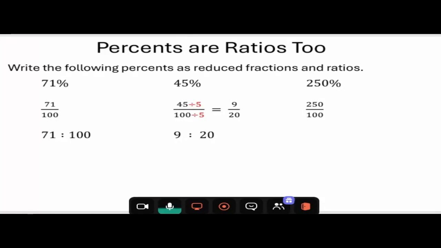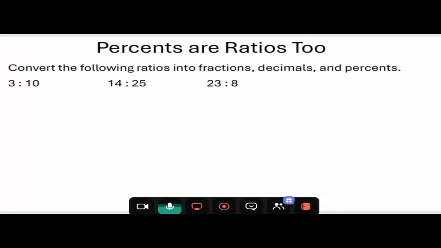250%, we don't care. We can have percents that are bigger than 100. They usually express something that has grown, something that's gotten bigger, right? The economy grew by 250% over the last, well, that's a lot for an economy to grow, but maybe a company's stock price might grow by 250% if they're really on fire. 250 over 100, both top and bottom divide by 50. We get 5 over 2, or you might have noticed top and bottom divide by 10 first, and then you could have gone further and divided by 5. Either way, you will end up with 5 over 2. So as a ratio, 5 to 2. So there is percents turned into ratios.